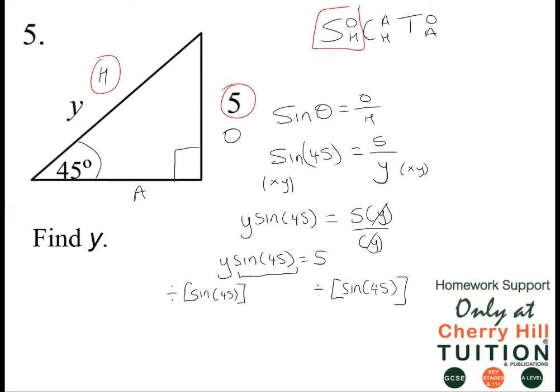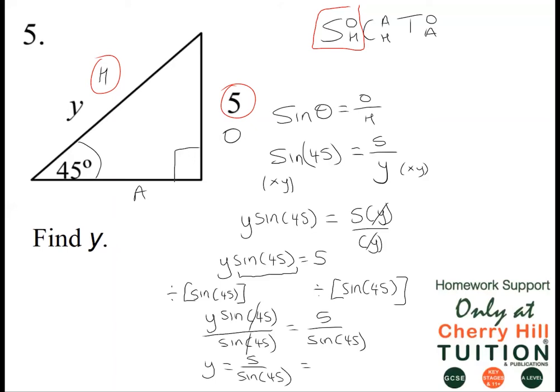This leaves us with y sine of 45 over sine of 45 is equal to 5 over sine of 45. On the left-hand side, the sine 45's cancel out, leaving us with y, and on the right-hand side, we have 5 over sine of 45. And now we just need to plug this into our calculators and see what we get.